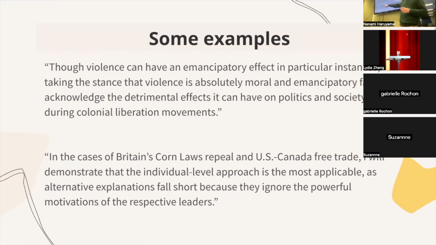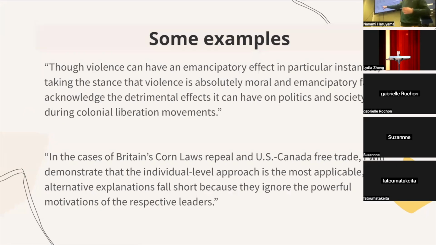I take the 2 claims from each of my paragraphs, or however many, and I framework it like that. For this one, I'll argue that violence is absolutely moral and emancipatory, and then I'll show why that's not actually the case. This one was a case study, and I gave a case study example of South Africa, I believe, showing the detrimental effects that it had.